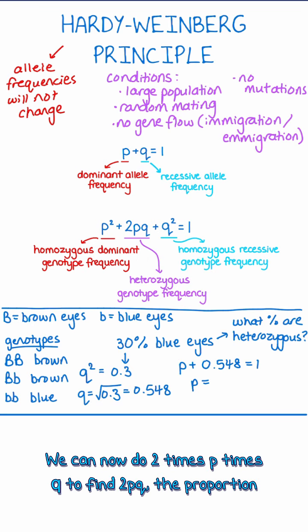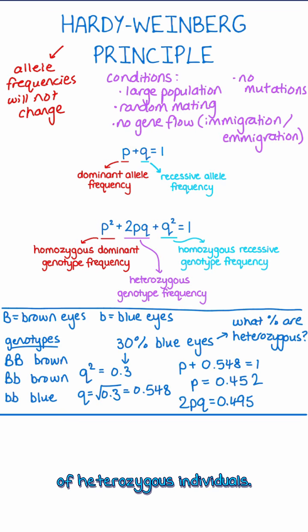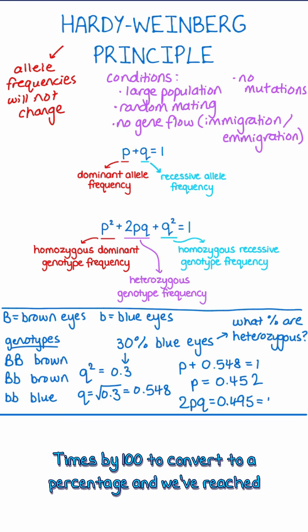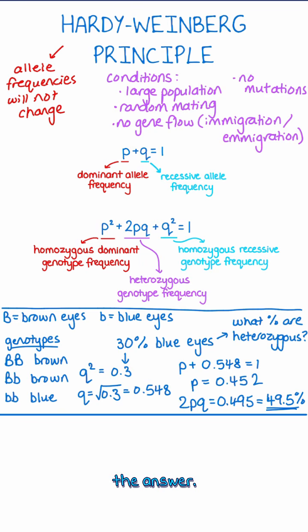We can now do 2 times P times Q to find 2pq, the proportion of heterozygous individuals. Times by 100 to convert to a percentage, and we've reached the answer.